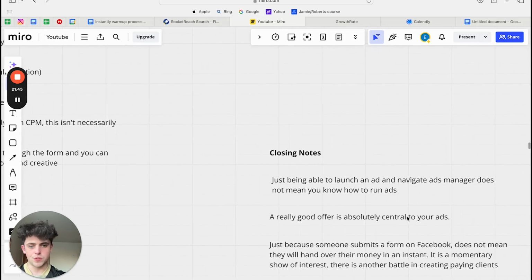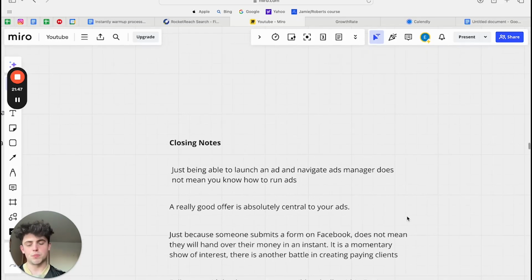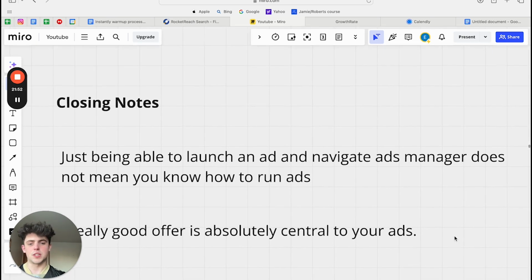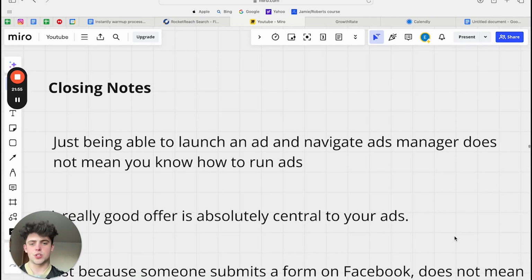I want to just leave you all with some closing notes, because I've pretty much covered the whole strategy now. Just being able to launch an ad and navigate Ads Manager does not mean that you know how to run ads. There's two completely different things. If you look at the amount of stuff that we just went over with testing creatives, testing copies, testing lead forms, testing metrics, troubleshooting ads, that's not the same as launching an ad in Ads Manager and navigating through it. Two completely different things.